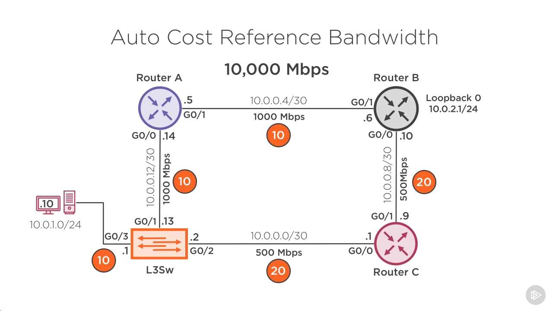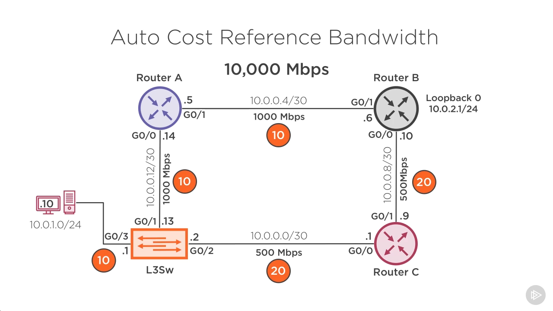So what I want to do is find a way now to change the values of my bandwidth on my interfaces so that we prefer the path from router B to router A, then to the layer 3 switch, over the path that goes from router B to router C, and then to the layer 3 switch. And what I can do is control that behavior by modifying the configured bandwidth on each one of my links. So on router B G00 and router C G01, I can explicitly set the bandwidth to be 500 megabits per second. And with an auto cost reference bandwidth of 10,000, that'll make my cost be 20 on that link.